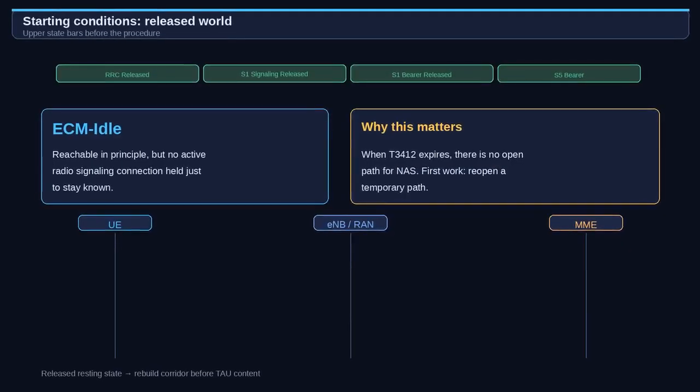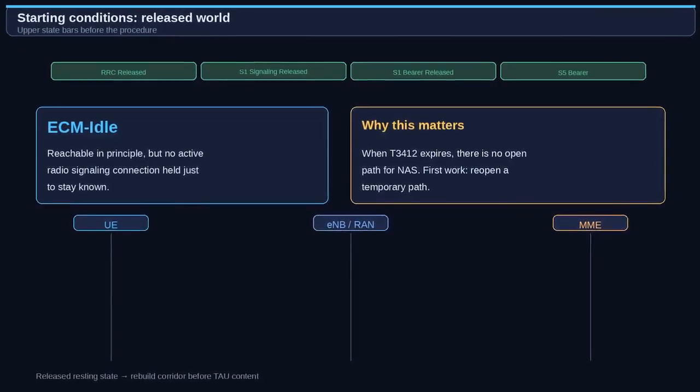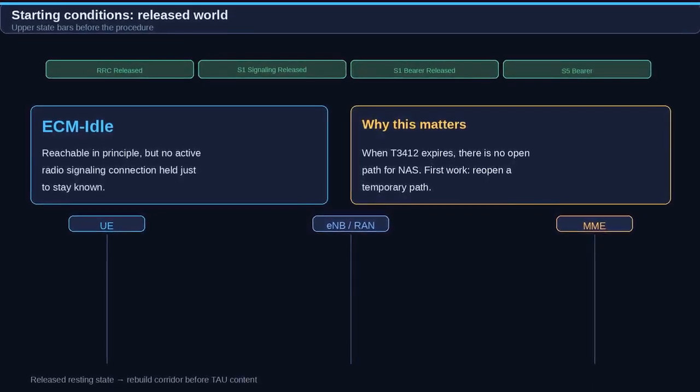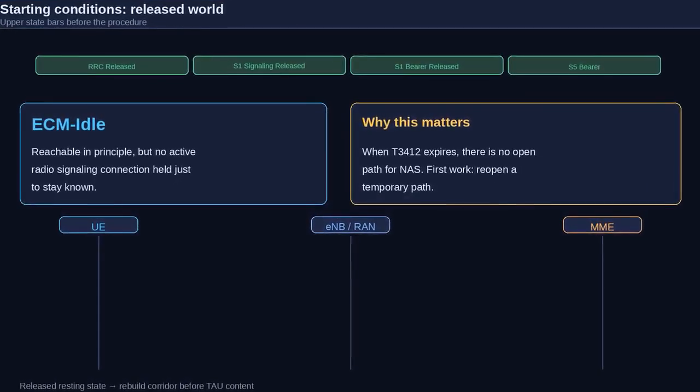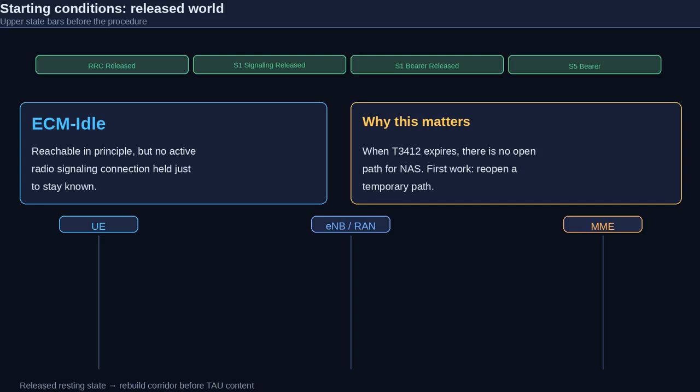Look at the starting conditions on the diagram. Before anything happens, the upper state bars show a released world. RRC is released. S1 signaling is released. The S1 bearer side is released as well, while the broader S5 bearer context can still be thought of as part of the deeper session picture the core maintains. The important teaching point is the resting state. The UE is reachable in principle, but it does not hold an active radio signaling connection just to stay known.